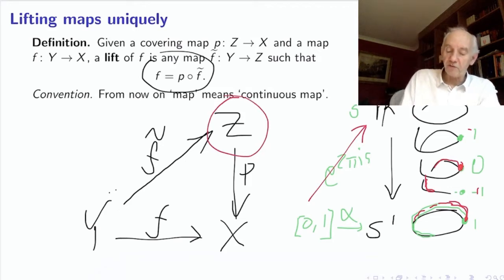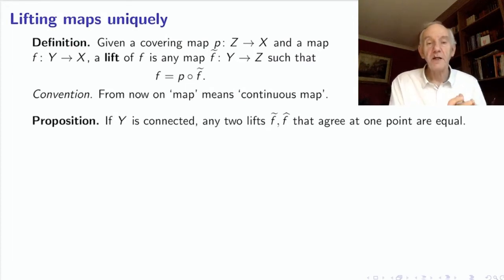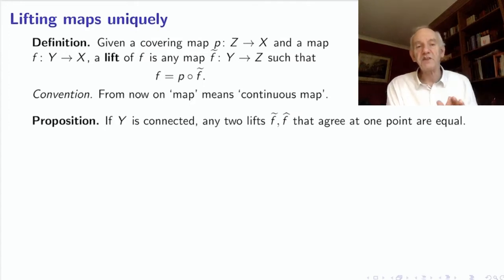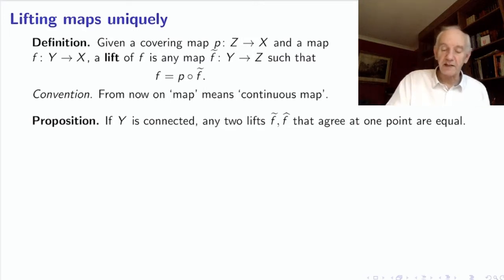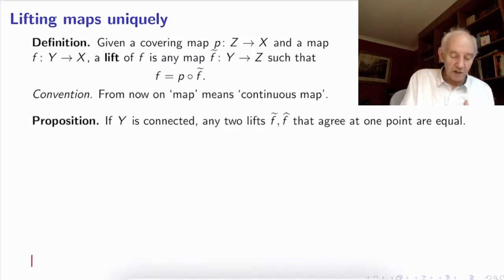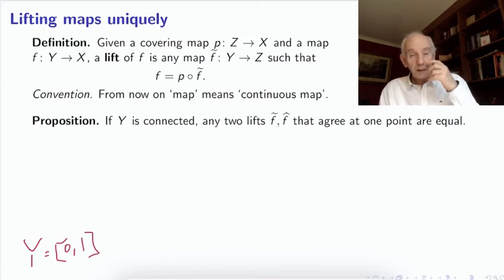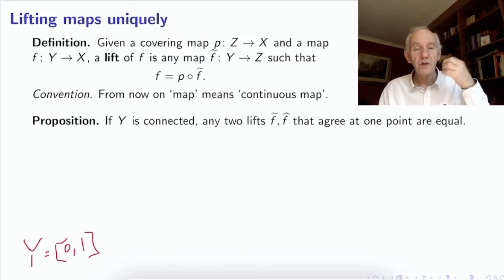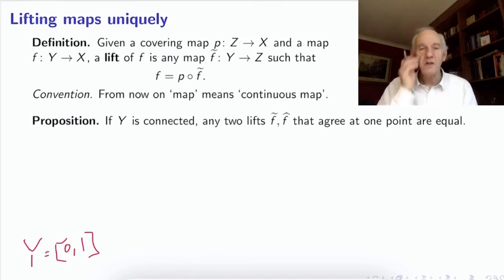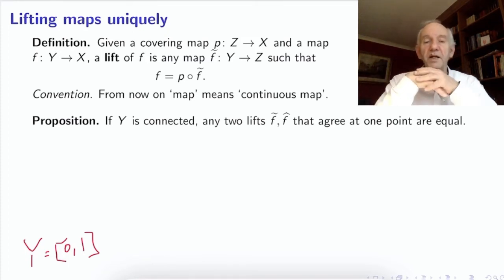So I've defined that before I've really stated what I'm trying to say. But I've tried to give you the idea that there's a unique way of lifting. That is, if the space Y is connected, as it was in the case I was just doing, the case Y equal to [0, 1], that's obviously connected. If you have a lift, then it's unique. If you are able to lift your map, it's unique. Any two lifts, provided you start at the same point. So if they agree at one point, let's say, then they're equal, they agree at all points. That's the proposition.